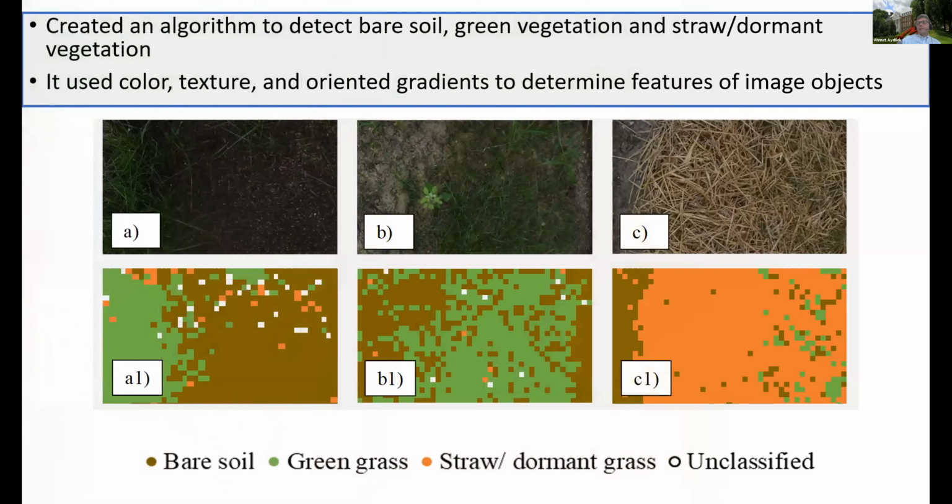So here, this example shows you bare soil, green grass and straw, dormant grass, and also unclassified things. And you can see the images at the top, and you can see the processed images at the bottom. We were using different texture and color algorithms, segmentation techniques, and edge detection techniques. And also, more importantly, we had to check them against the manual measurement. That was kind of interesting.